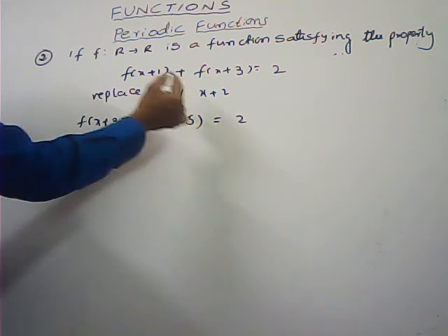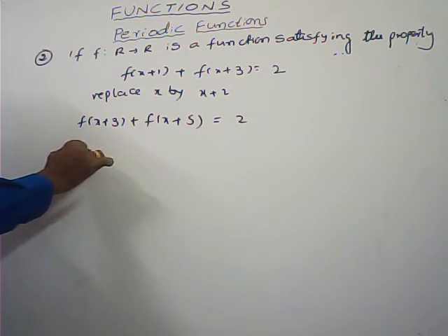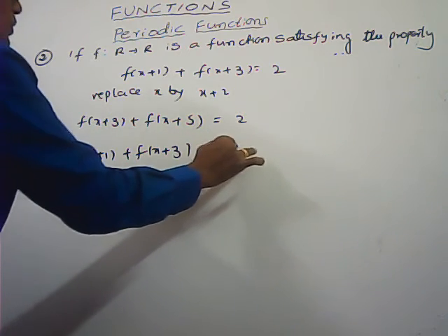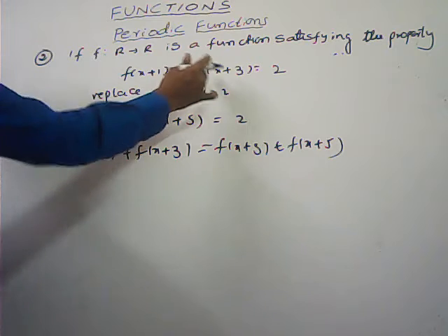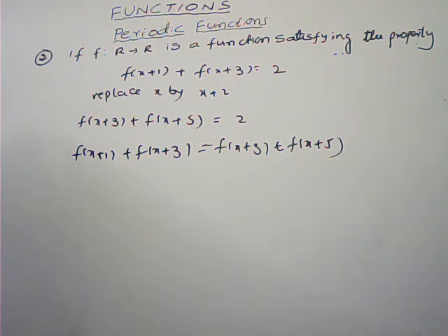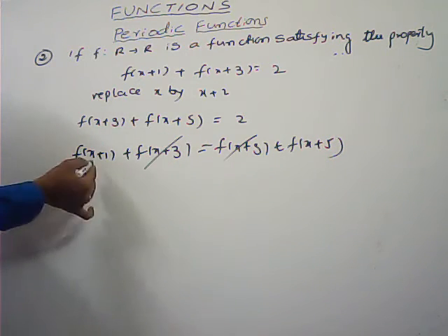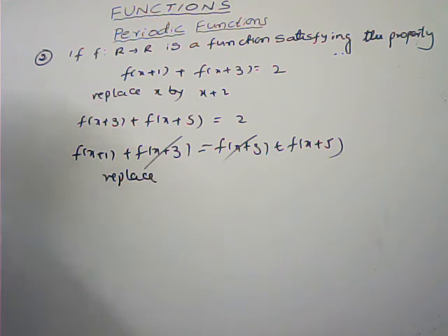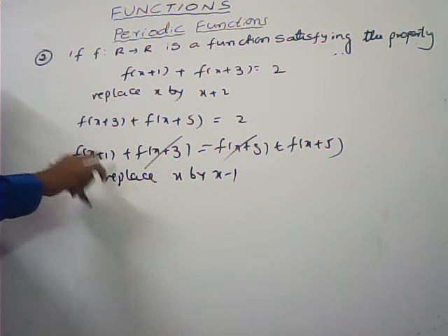Otherwise we can do one thing: both are equal to 2, so we can equate these two also. f of x plus 1 plus f of x plus 3 is equal to f of x plus 3 plus f of x plus 5. Otherwise, on both sides f of x plus 3 can be made the subject and equated to 2 also. Now on both sides we can cancel this one. To get f of x here, replace x by x minus 1. Then minus 1 plus 1 both get cancelled.